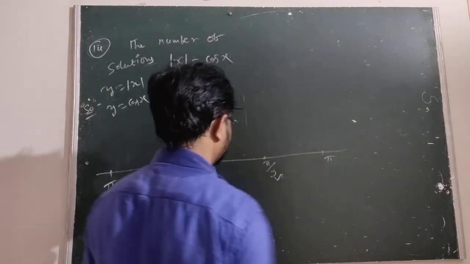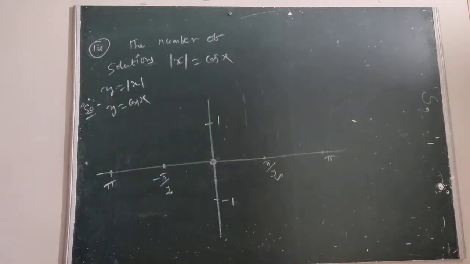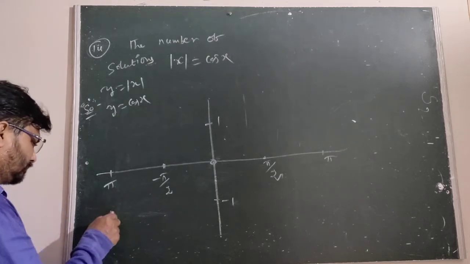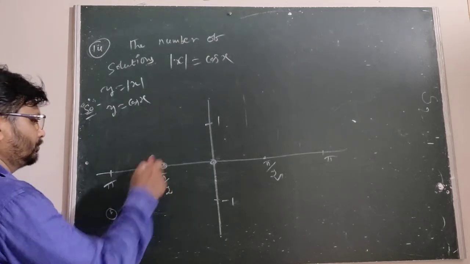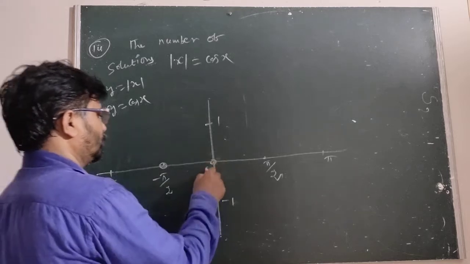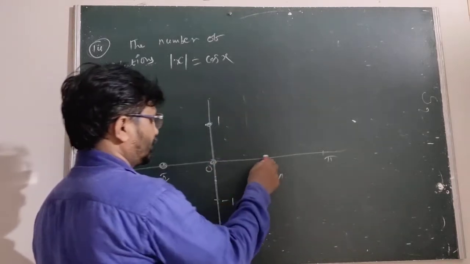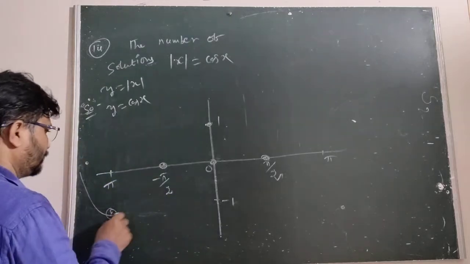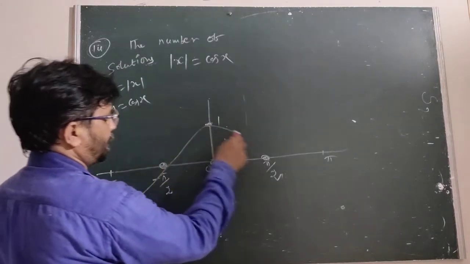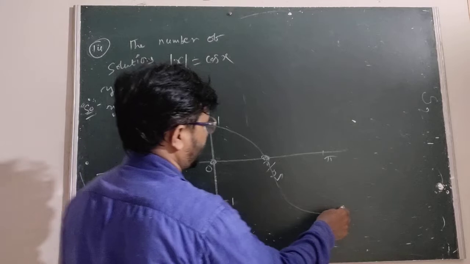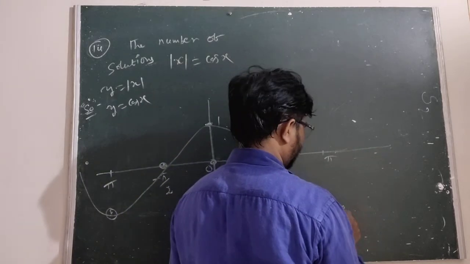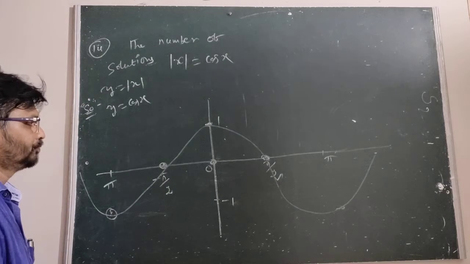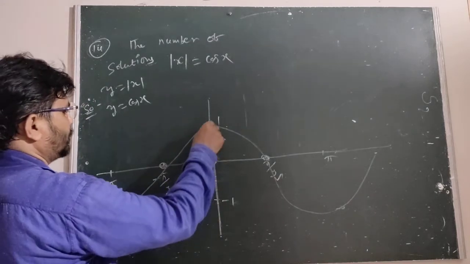We will take pi. Now here, the graph of cos pi is minus 1, cos 90 is 0, cos 0 value is 1, again cos 90 is 0, cos of pi is minus 1. Now the graph of this one, now here the cos 0 is 1.